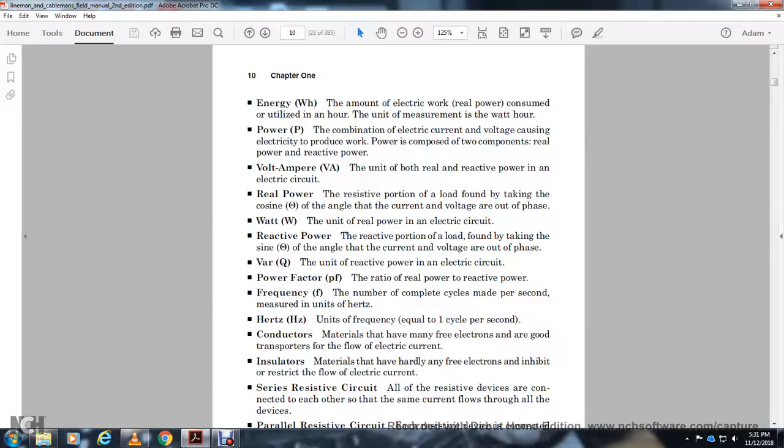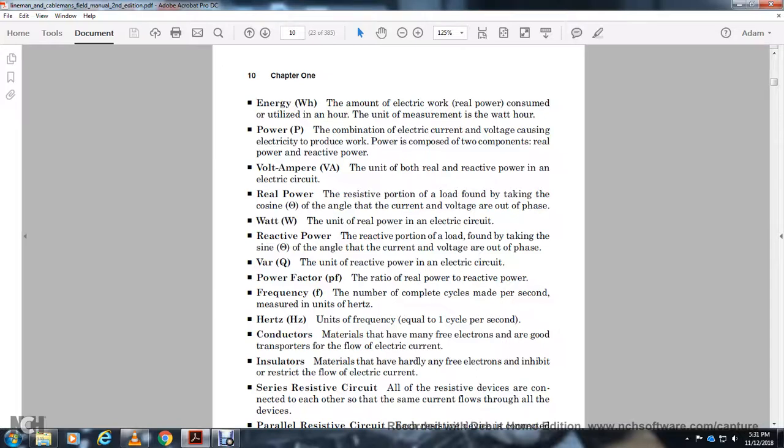Watt, abbreviated W, is the unit of real power in an electrical circuit. Reactive power is the reactive portion of the load, found by taking the sine of the angle of the current and voltage out of phase. VAR, or Q, is the unit of reactive power of the electrical circuit. The power factor, PF, is the ratio of real power to apparent power. Frequency, lowercase f, is the number of complete cycles per second, measured in hertz. Hertz, Hz, is the unit of frequency equal to one cycle per second.